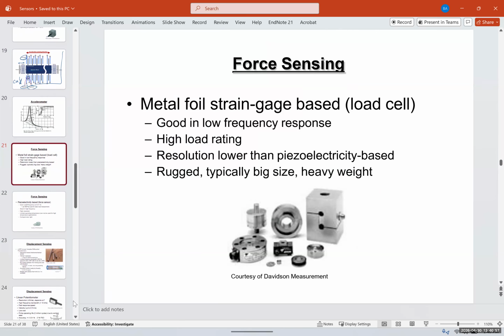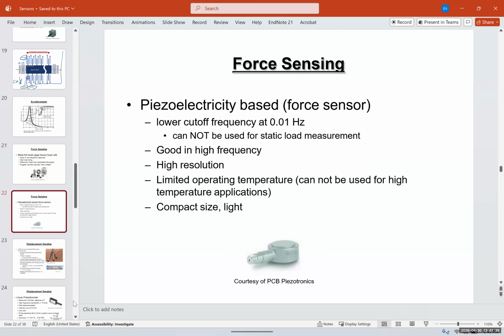Now, another type of force sensing is called the metal foil strain gauge based or load cell. These have good low frequency response, high load rating, and resolution lower than piezoelectric based. They are rugged, typically big in size and heavy in weight. These are the ones that you may see typically in construction, a bridge or something like that. It uses the same principle, but these are made out of metal. They are very rugged. They can measure very low strains, but they are good for robust systems.